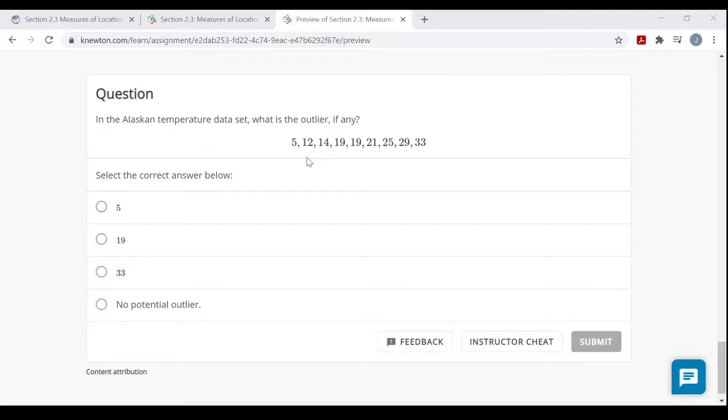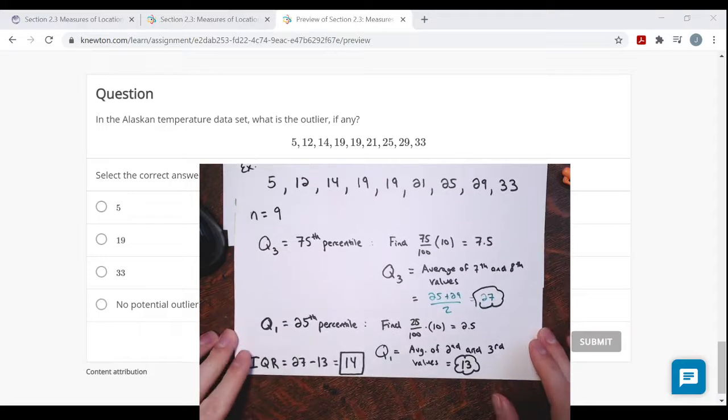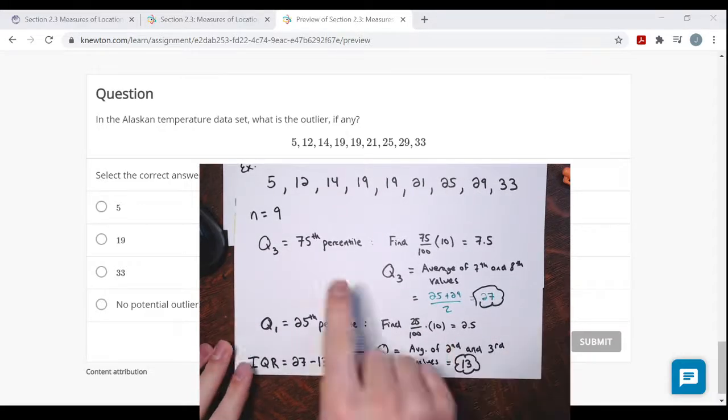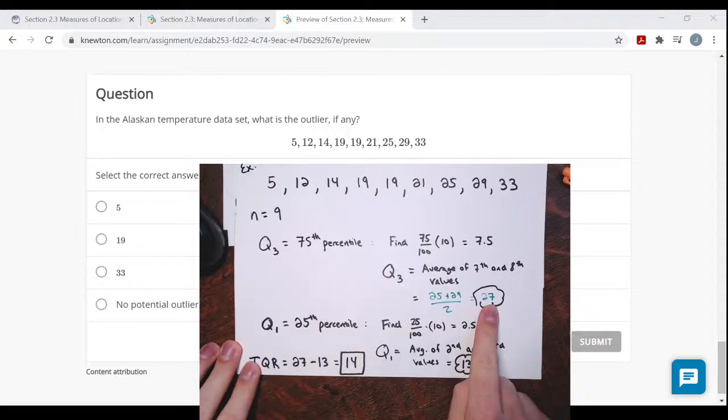All right, this is the same set of data, 5 to 33, that I had in the previous problem. Let me show you what we got here. Here's what we had. Put them in order... oh, they were already in order. We found the third quartile was 27, the first quartile was 13, and the interquartile range, the difference, was 14.